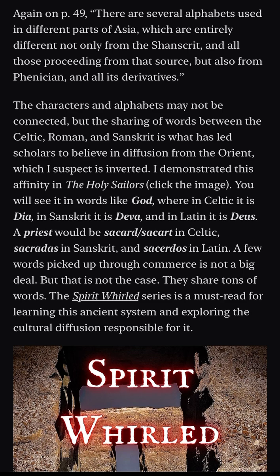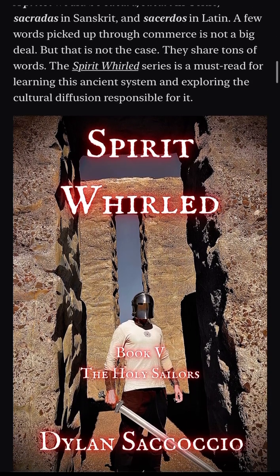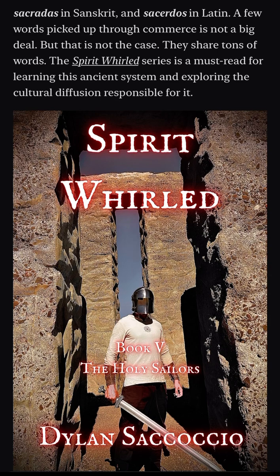The characters and alphabets may not be connected, but the sharing of words between the Celtic, Roman, and Sanskrit is what has led scholars to believe in diffusion from the Orient, which I suspect is inverted. I demonstrated this affinity in the Holy Sailors. Click the image. You will see it in words like God, where in Celtic it is Dia, in Sanskrit it is Deva, and in Latin it is Deus. A priest would be Sacred/Sacard in Celtic, Socrates in Sanskrit, and Sacerdos in Latin.